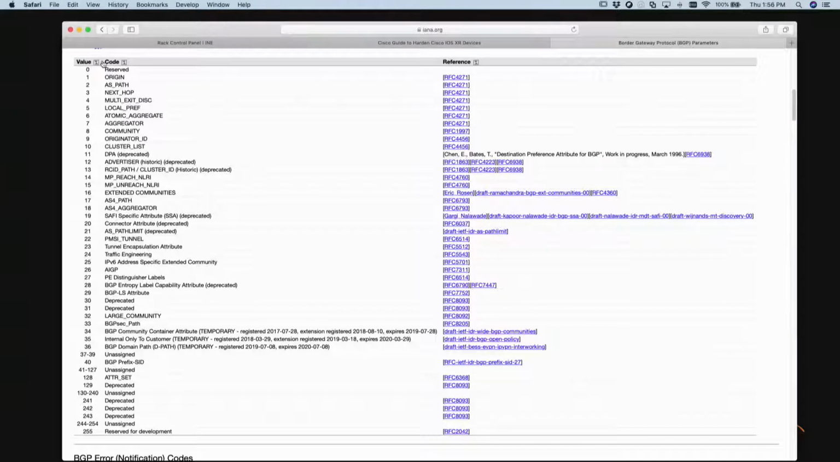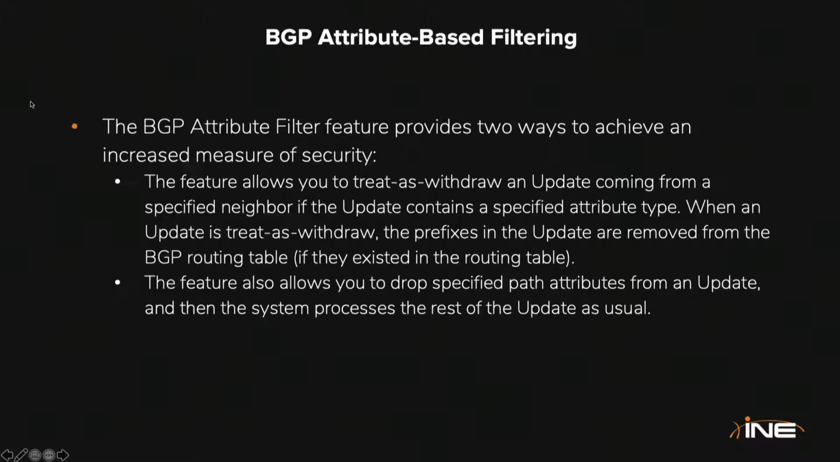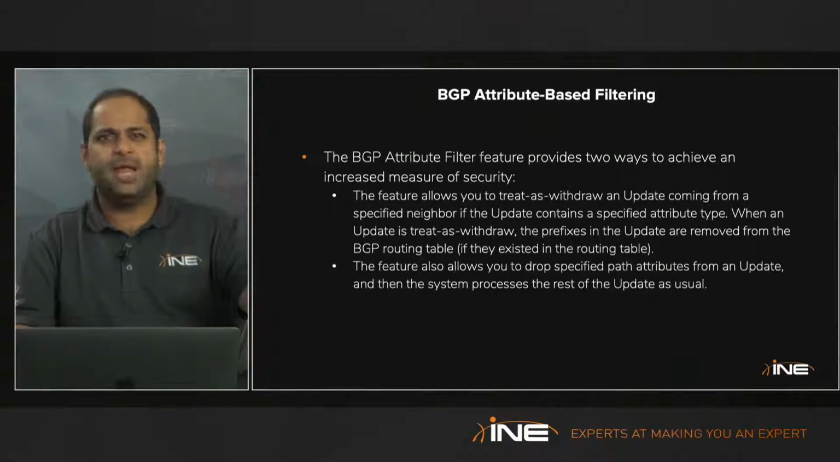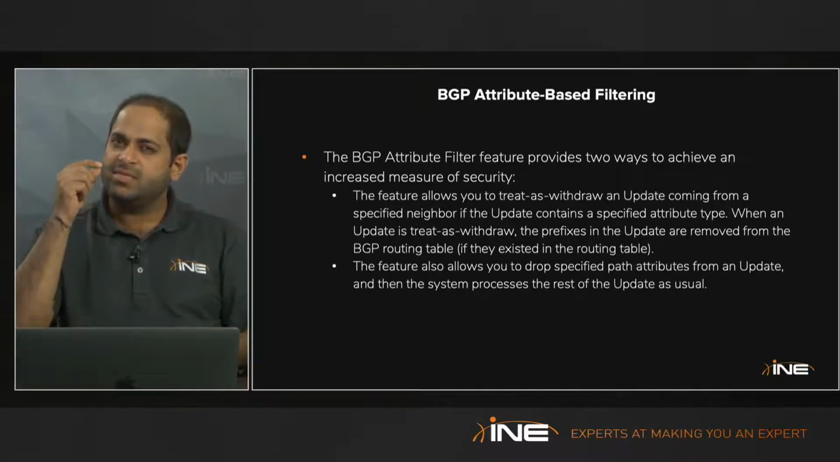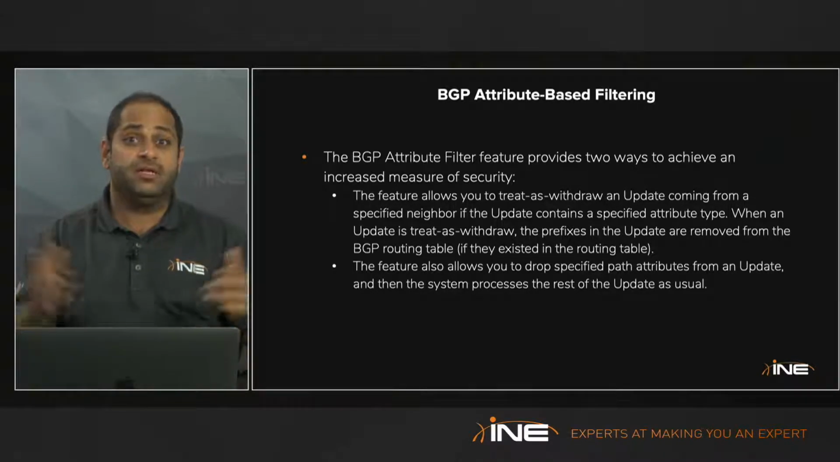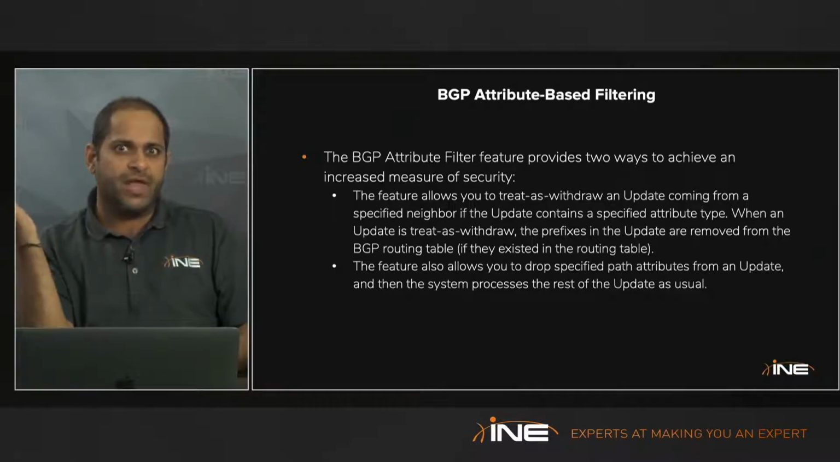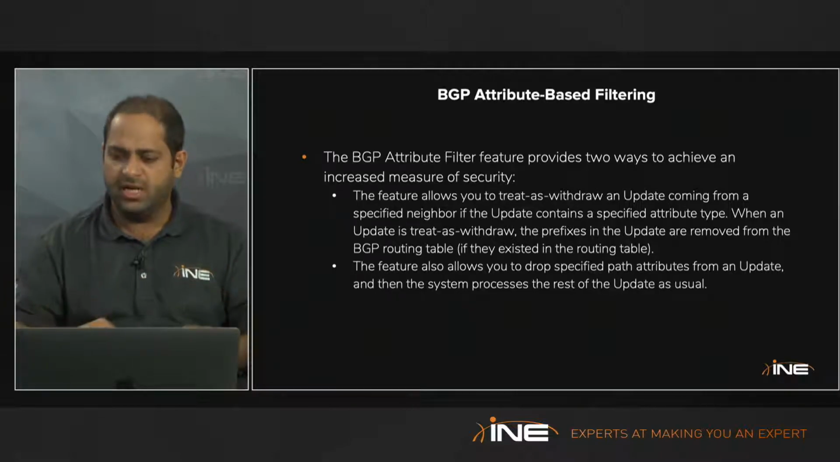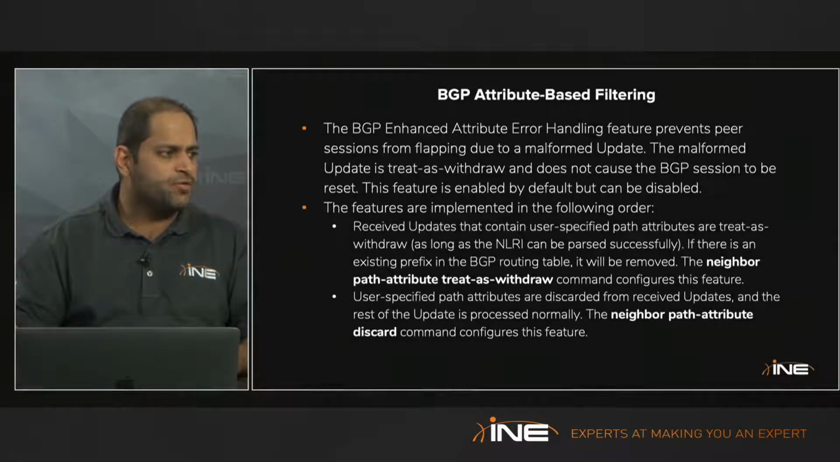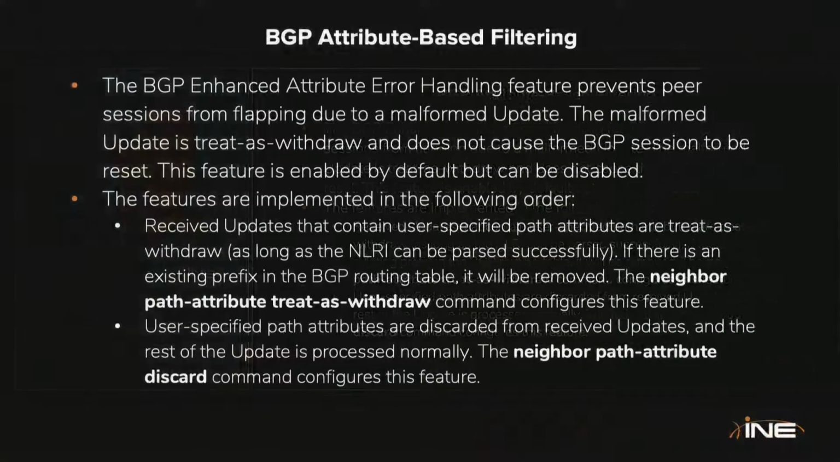What I could do with BGP attribute-based filtering is, if some neighbor sends me an update and it contains a specific attribute, I want to filter the route. Or maybe I want to remove that attribute and still process the update. So there are different options available. One option would be that I configure it as treat-as-withdraw, and the second option is discard.